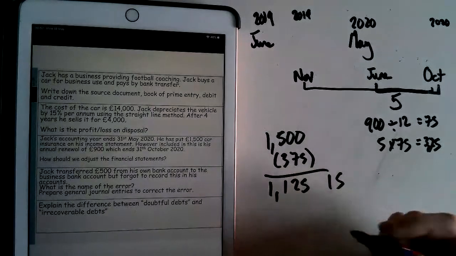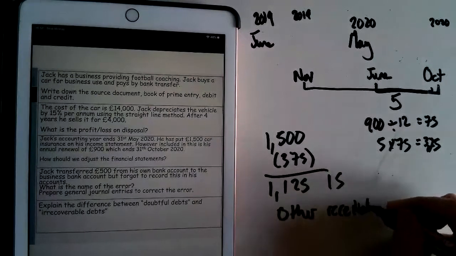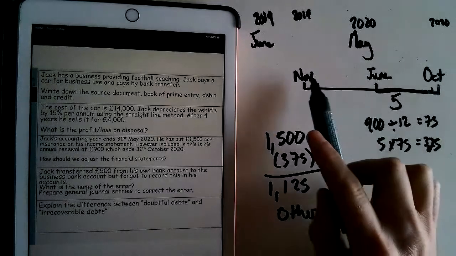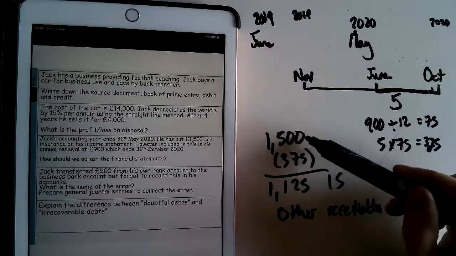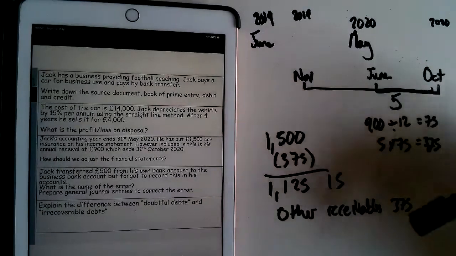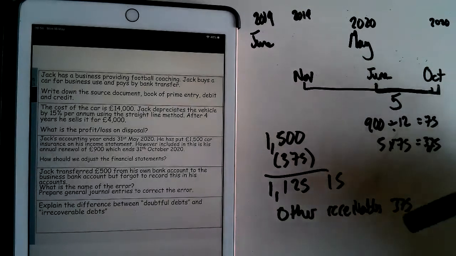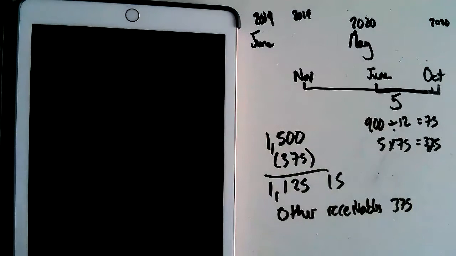And that prepayment is an asset, so it's going to be other receivables, 375 on the statement of financial position under the current assets section. These other 7 months, November to May, I'm not going to bother working out because that's already included in that 1,500. What you should find is you work out one number and you use that number twice. So if it's a prepayment, you take it away, and it depends if it's an expense or income, and if it's an accrual, you add it on because it shouldn't have been paid.